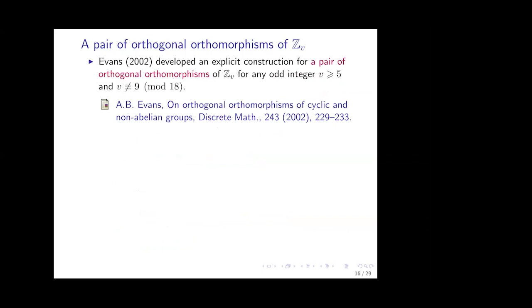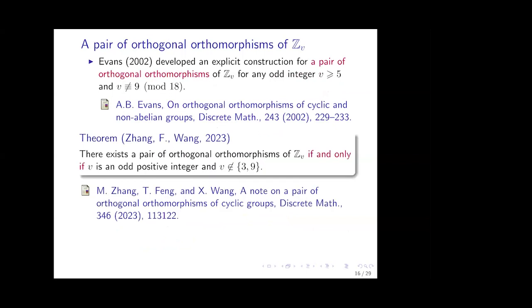Two years ago, my PhD student Menglong Zhang and my academic sister Xiaomiao Wang gave a direct construction for this last case. And so this solves all the cases over the cyclic group. Why is this case difficult to construct? The reason is the order 9. When v equals 9, there is no pair of orthogonal orthomorphisms.